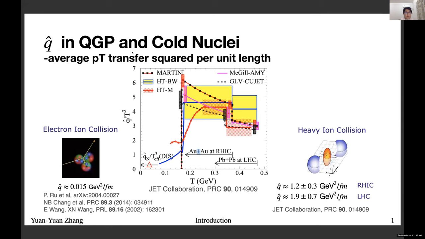Okay, so we know that the jet quenching phenomenon can not only happen in heavy ion collisions, but also in electron ion collisions. And the q-hat, as the quantity to quantify the jet quenching phenomenon, is defined as the average PT transfer squared per unit length. And the past study showed that the q-hat in hot QGP is two orders of magnitude larger than q-hat in cold nuclei. So we want to know the physics mechanism behind the q-hat in cold nuclei.